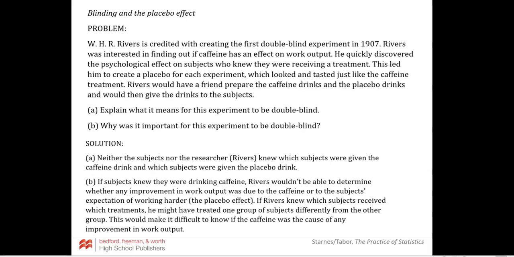Again, it accounts for the placebo effect. And now we have a group to compare to, because we're going to compare to the placebo group. By having 2 groups and not knowing, you're going to hopefully treat both groups the same way. So that's really the goal there.